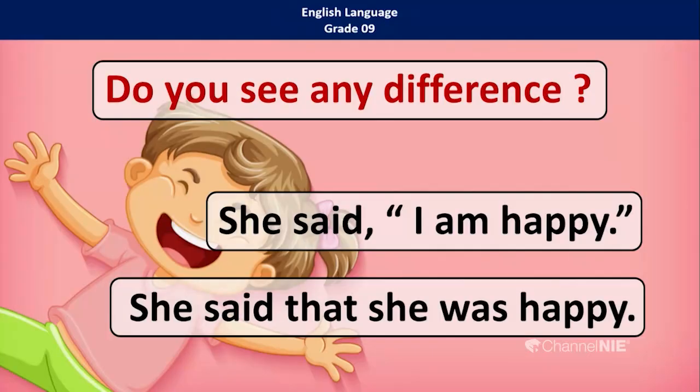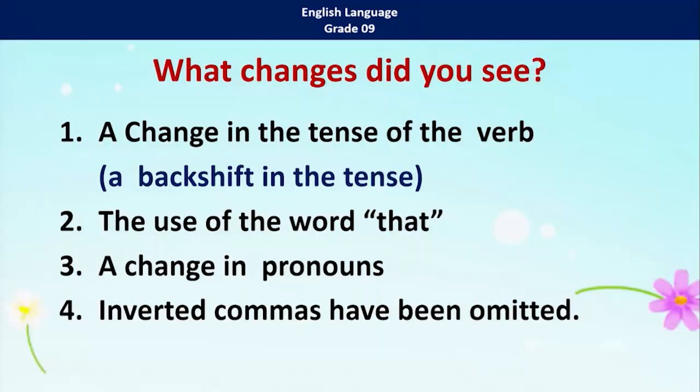Let's look at the example. She said, I am happy. The next sentence? She said that she was happy. She said that she was happy. The word that is used in the second one. In indirect speech, the word that is used.